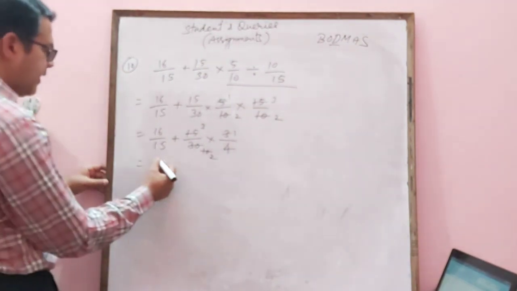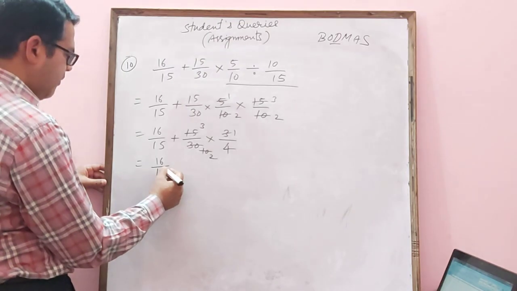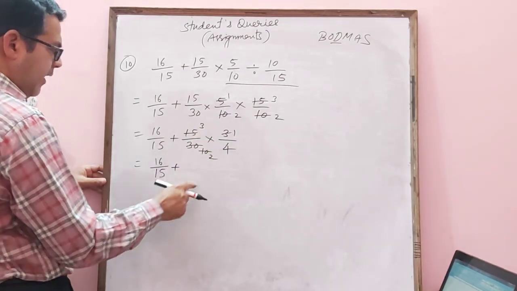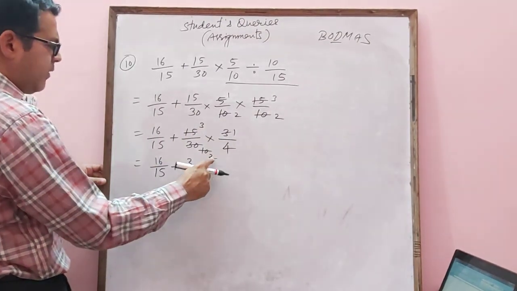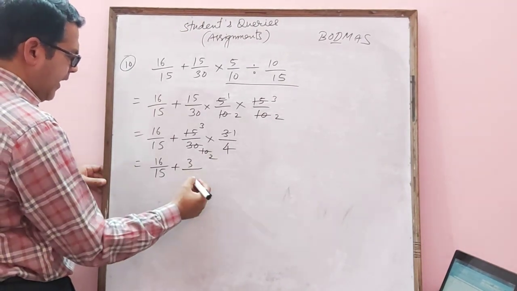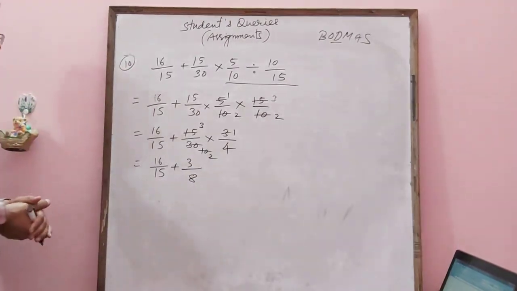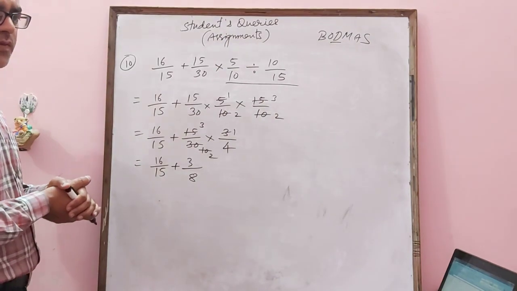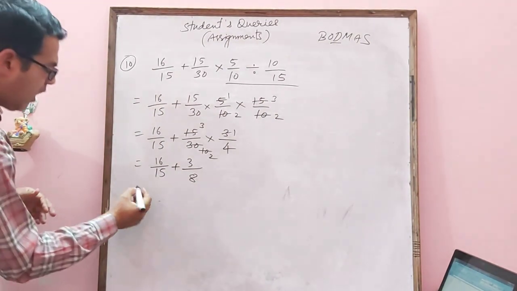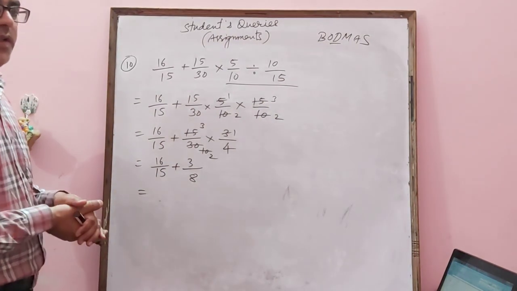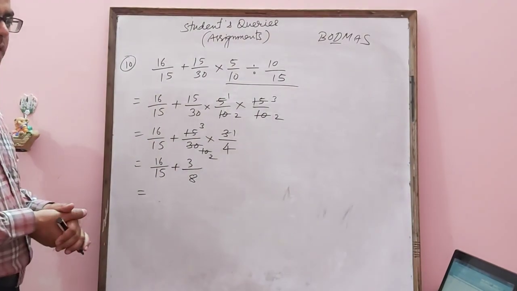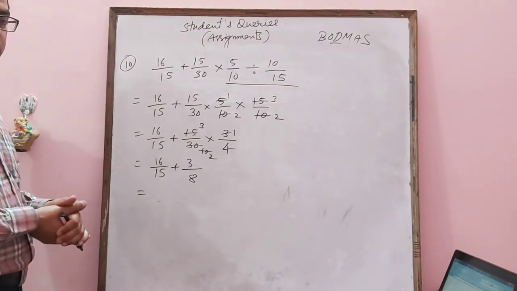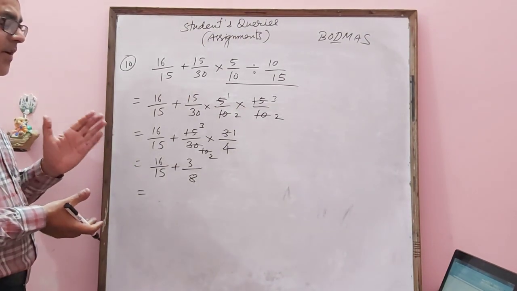Right? So we can write 16 by 15 plus. Here what we have? 3 into 1, 3 only, and 4 twos are 8. So we have here 3 by 8. Right? Now we have to add finally. How to add now? You can see here 15 and 8, nothing is common there.